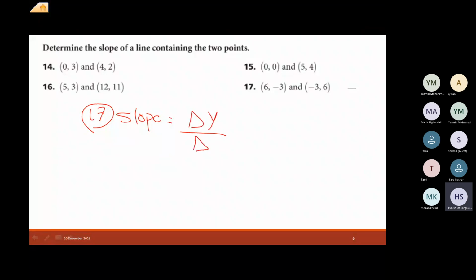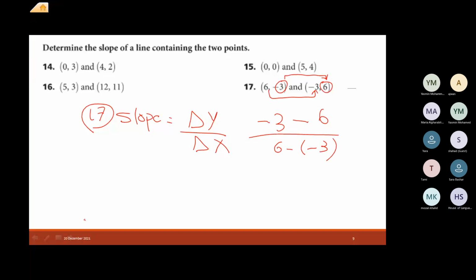It means delta y over delta x. Okay, so where's the y here? -3 and 6. Bravo. So you will say -3 minus 6 over. Where's the x, Amwaj? Now, Mayar said from -3 to 6. Now, Amwaj, what's the difference of 6 and -3? Bravo. Now, -3 minus 6, -9, bravo. And 6 plus 3, 9.